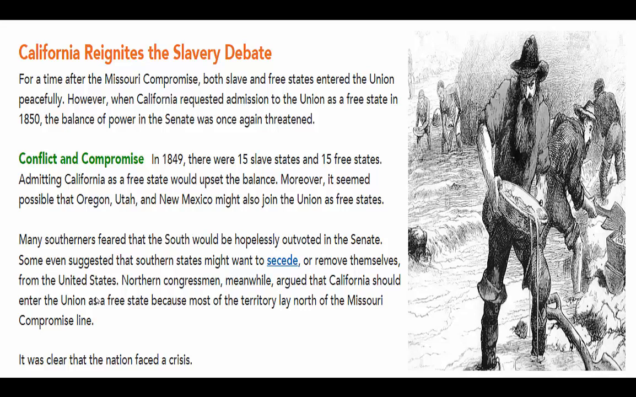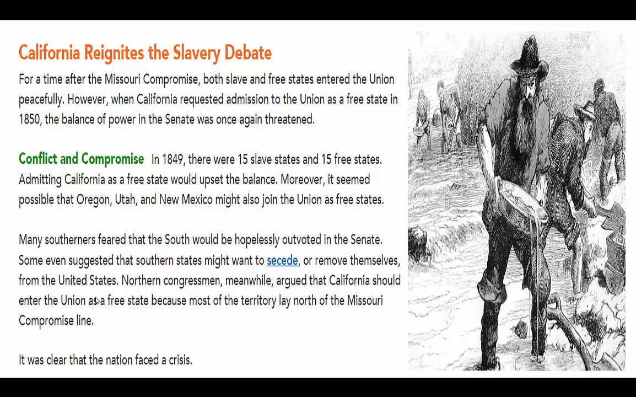Northern congressmen, meanwhile, argued that California should enter the Union as a free state because most of the territory lay north of the Missouri Compromise line. It was clear that the nation faced a crisis. So now we can answer question 22. What was the balance of free and slave states in 1849? Well, at that time there were 15 free and 15 slave.